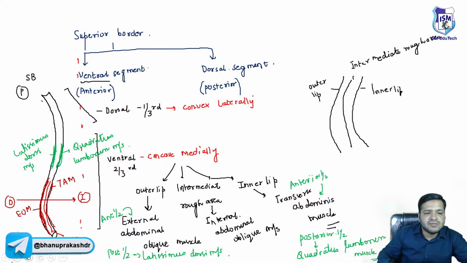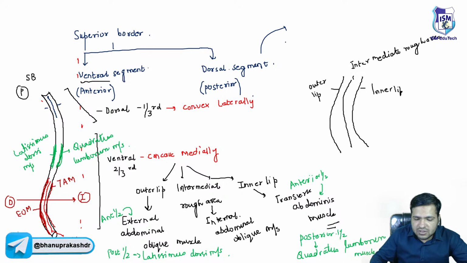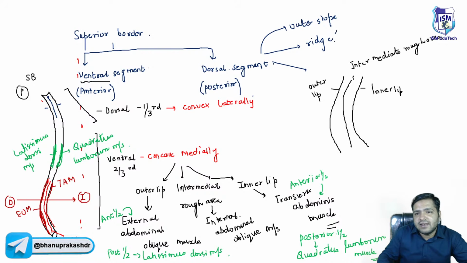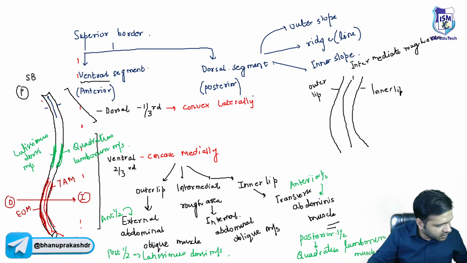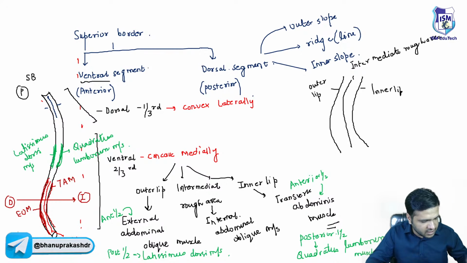Now coming on to the dorsal segment, guys. The dorsal segment is composed of outer, inner and बीच में एक लाइन होती है, that is called as ridge. Ridge को मतलब क्या होता है? लाइन. So just you have to remember the three segments, okay, in the posterior part also. We have the outer slope, okay, ridge is just a line बोलते हैं anatomy में, we call it ridge. And then we have the inner slope. We have the outer slope, ridge and the inner slope.